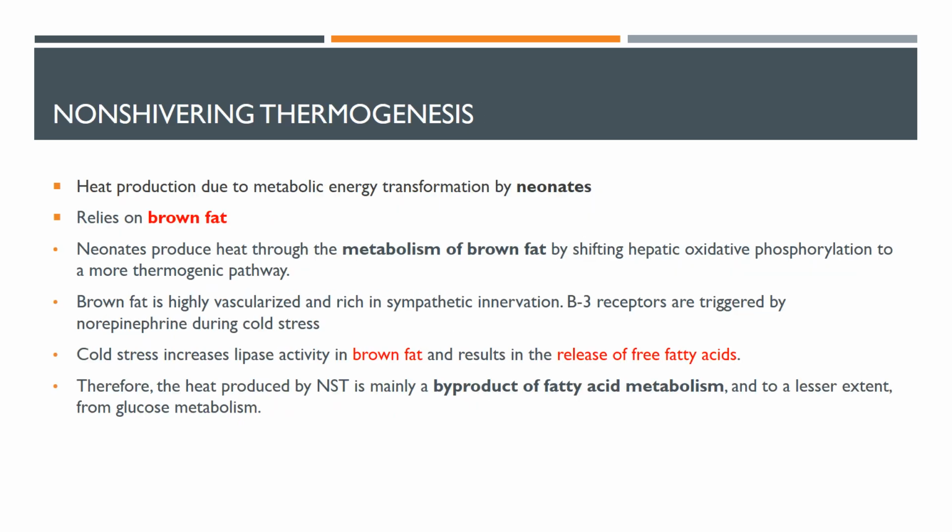Non-shivering thermogenesis is heat production due to metabolic energy transformation by neonates. Non-shivering thermogenesis relies on brown fat. Neonates produce heat through the metabolism of brown fat by shifting hepatic oxidative phosphorylation to a more thermogenic pathway. Brown fat in itself is highly vascularized and has a rich sympathetic innervation. B3 receptors are triggered by norepinephrine during cold stress. This cold stress then increases lipase activity in the brown fat and then results in a release of free fatty acids. Therefore, heat produced by non-shivering thermogenesis is mainly a byproduct of fatty acid metabolism and to a lesser extent from glucose metabolism.